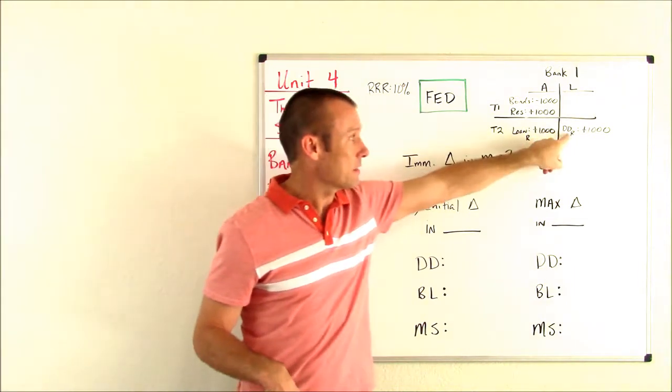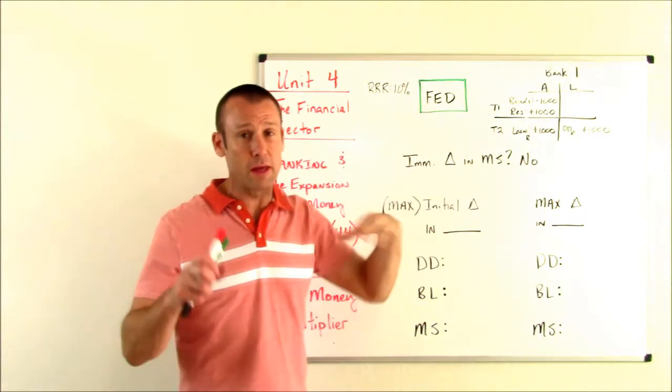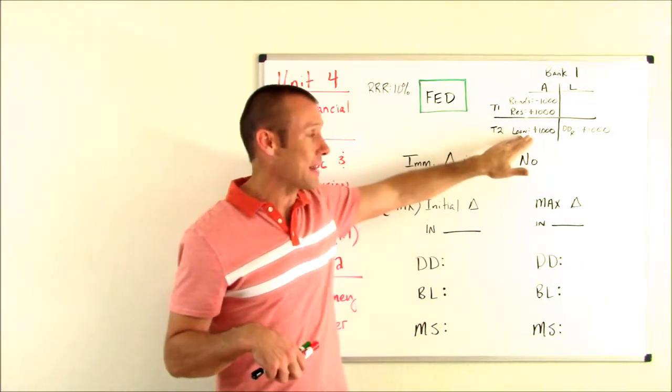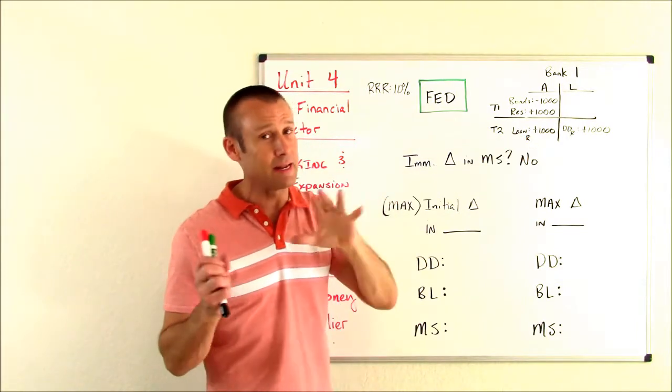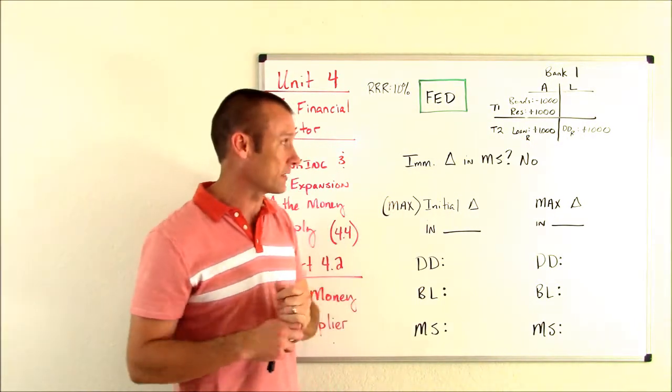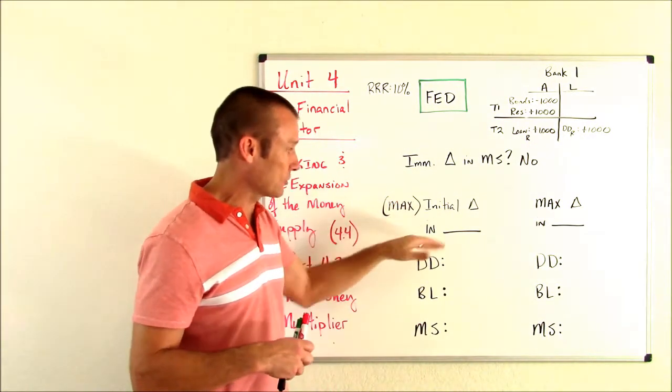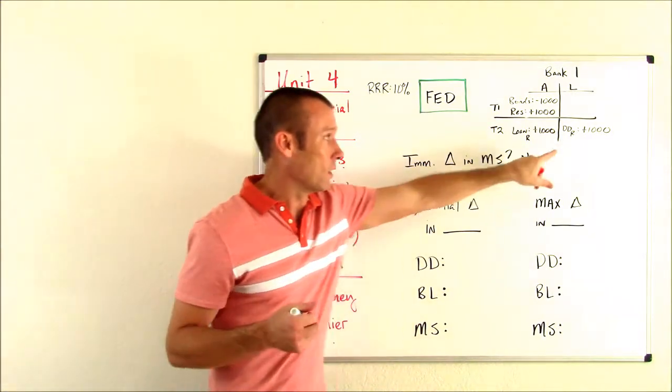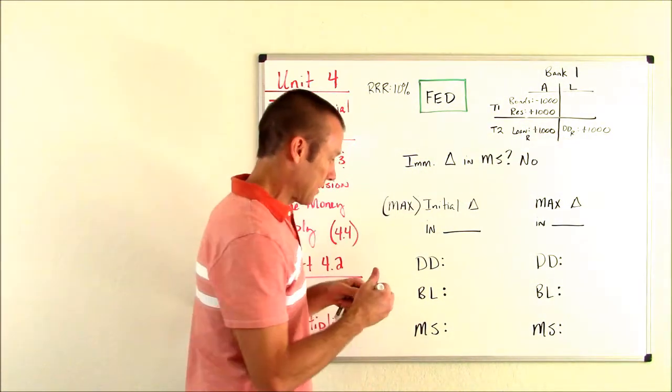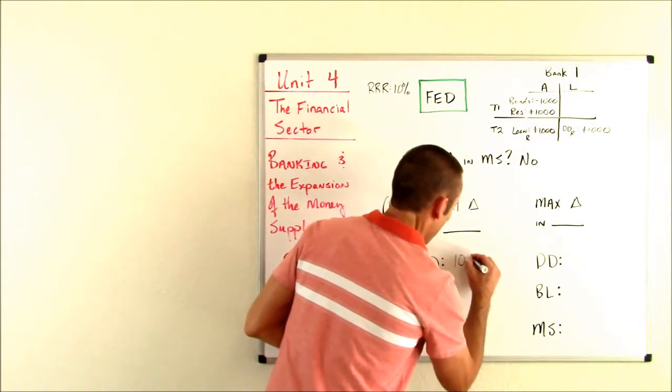Why? Because the demand deposit was actually created by a loan, and Bank One did not have to loan out the full amount. They did not have to loan out all of their excess reserves. So the max initial change in demand deposits, what was it? It's right there, guys, $1,000.